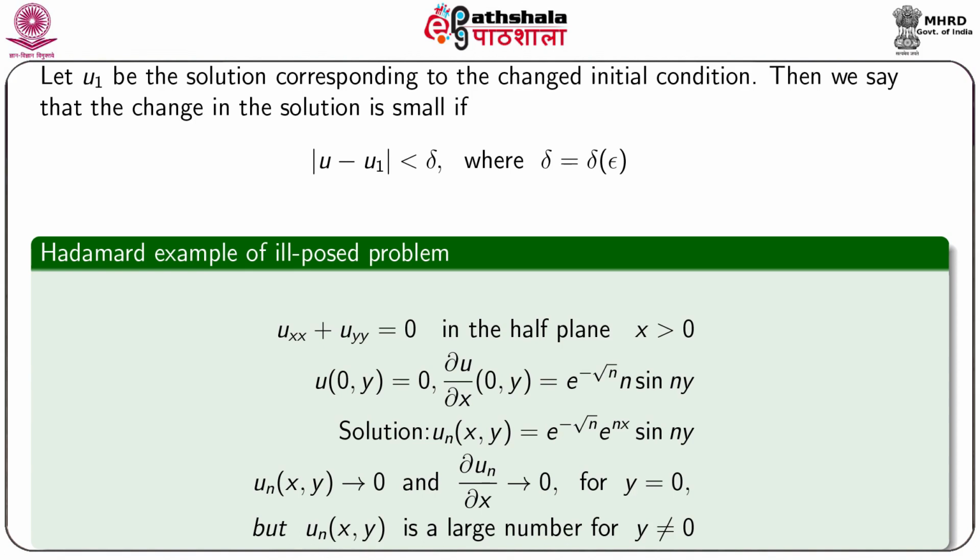But it is to be noted that if n is very large, then u_n(x,y), as well as the derivative of u_n with respect to x, tends to 0 for y equals 0. But u_n(x,y) takes a large value when y is not equal to 0. So, there is a discontinuity at the line y equals 0. When y equals 0, the solution is 0, and when y is not equal to 0, the solution increases infinitely. So, the continuity condition does not hold here. This is one example of an ill posed problem.